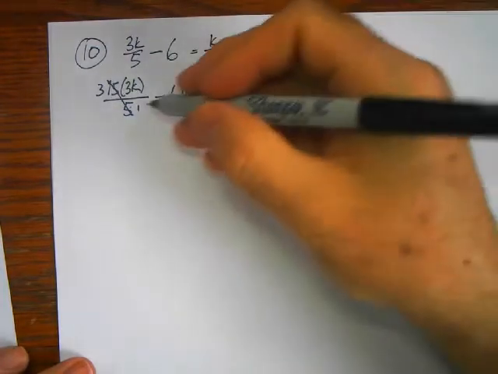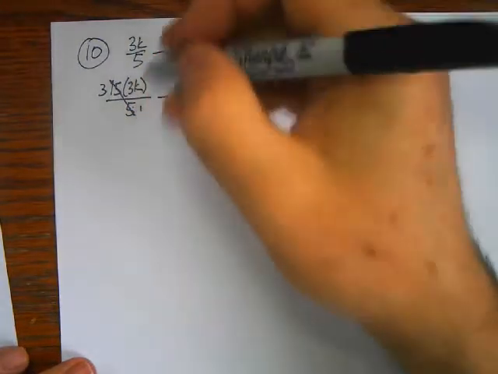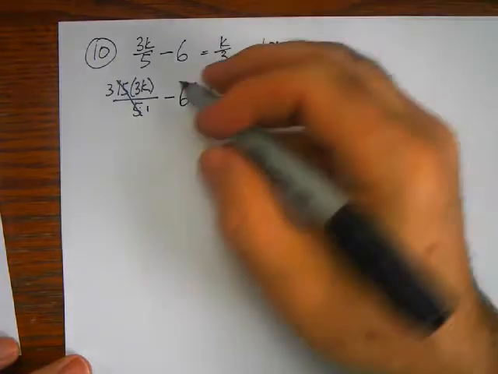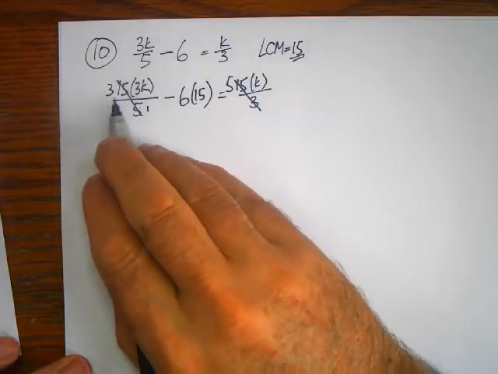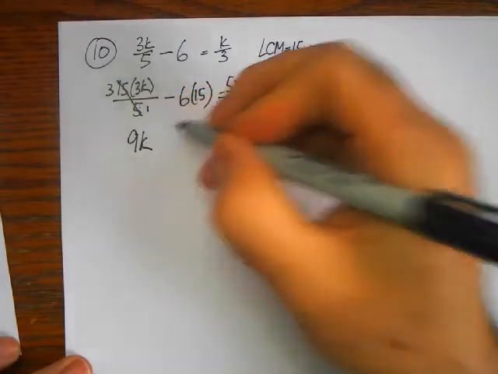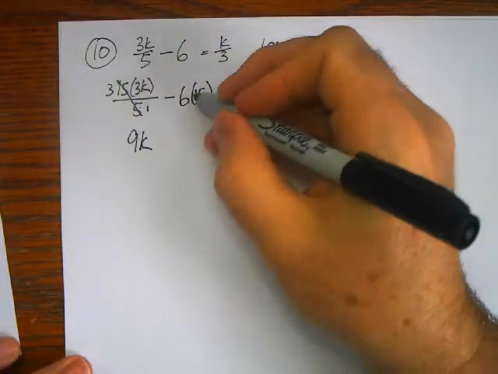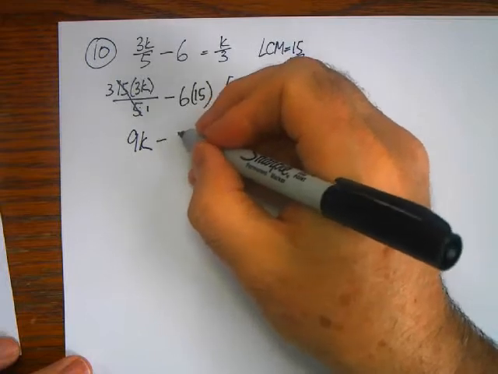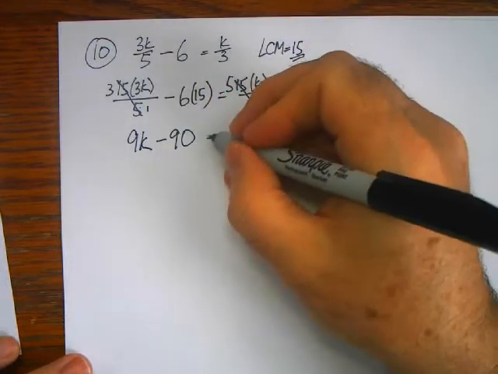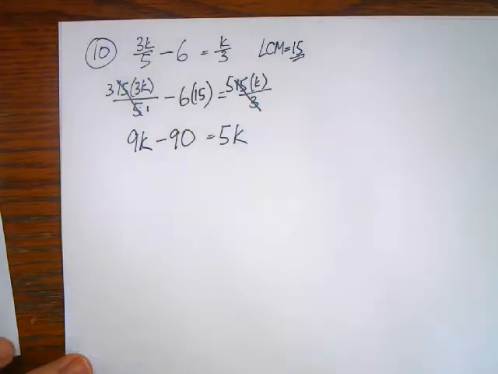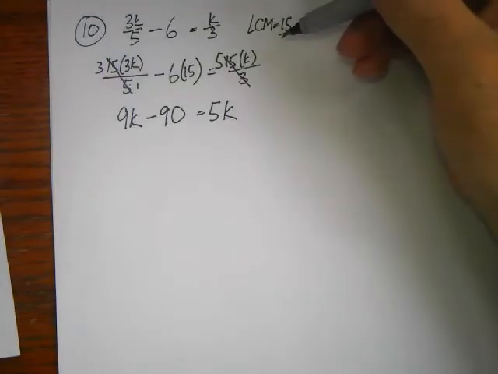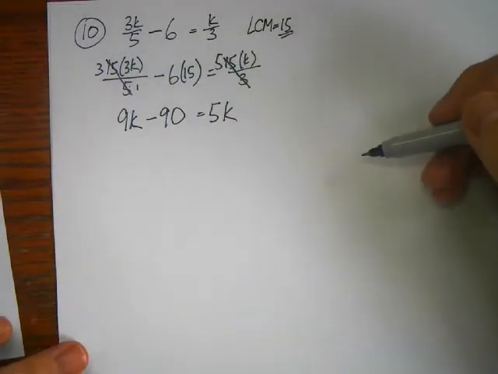Okay, that looks a little messy, so let's simplify what we just did without doing anything too new. So 3 times 3k is 9k, and that's all over 1, so it's just 9k. Negative 6 times 15 is minus 90, and then we have just 5k over here. So in one step, we've turned it into a much nicer looking equation, which we're going to solve.